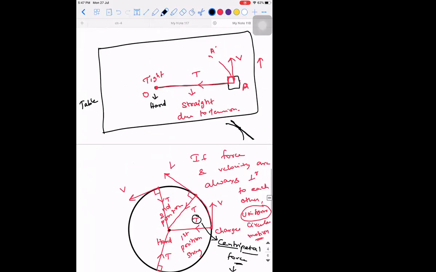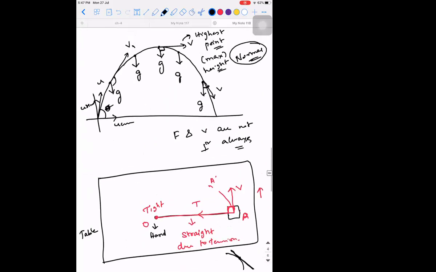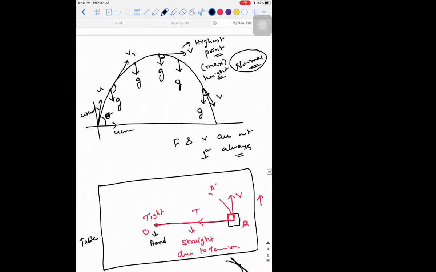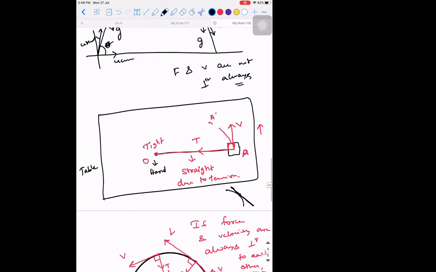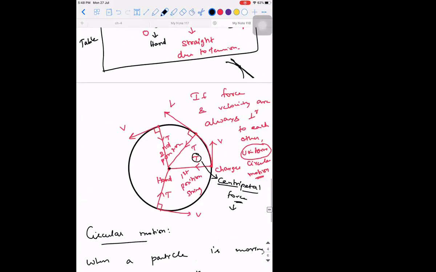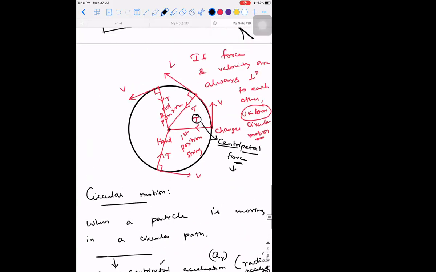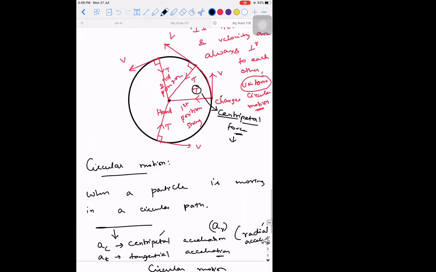Velocity of a particle along any curved path at a particular point is always, what is the line that I've drawn? Tangential. So if you observe for circular motion also, did I draw the velocity along the tangent or along the radius? I'm asking a very simple question. What is the velocity that I've drawn here?